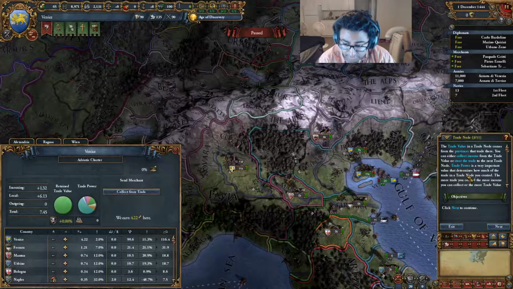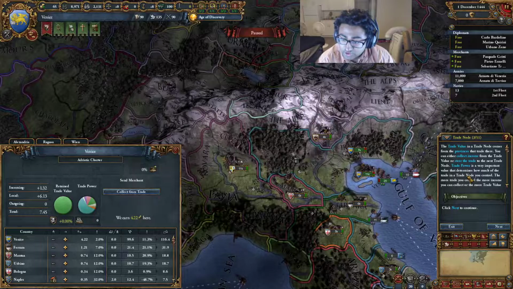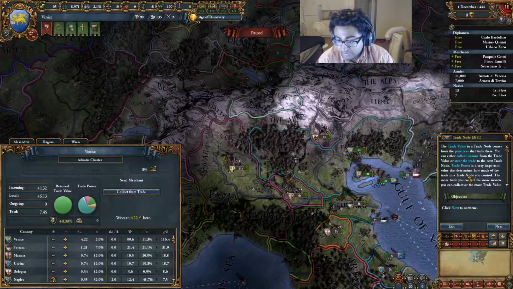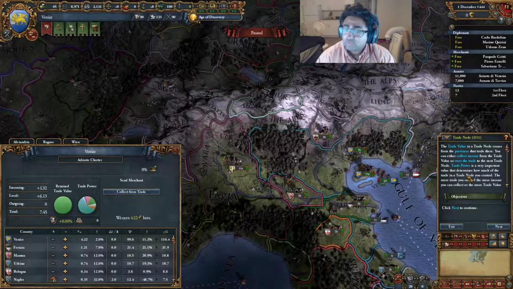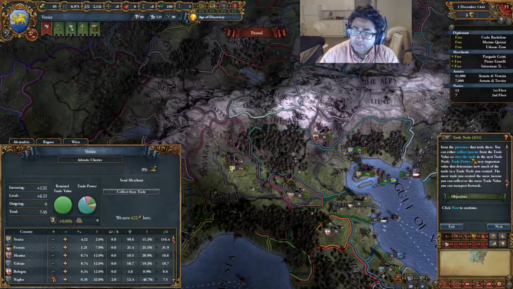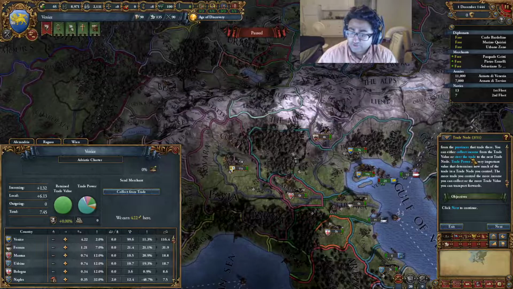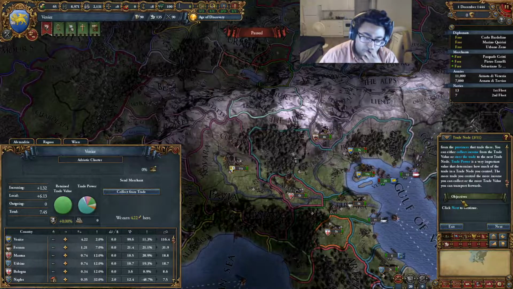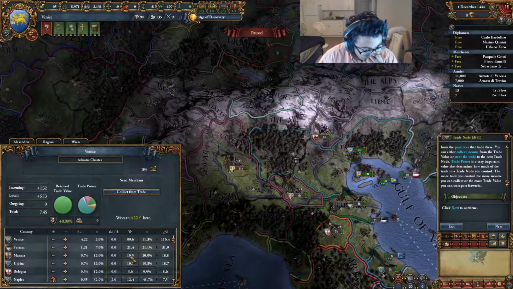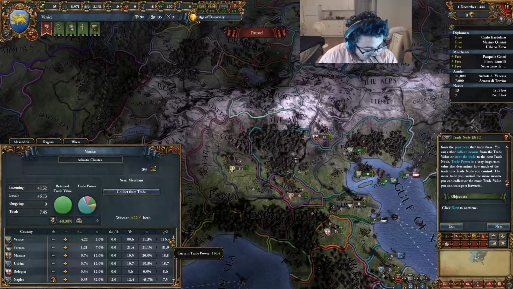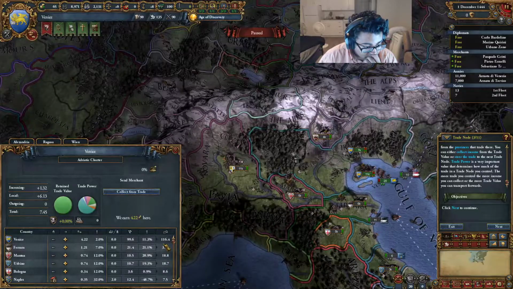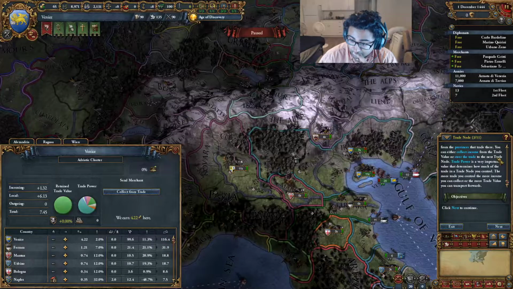Trade power is a very important value that determines how much of the trade in a trade node you control. The more trade you control, the more income you can collect, the more trade value you can transport forwards. So my current trade power is 116.4.